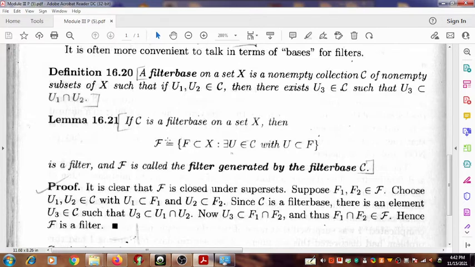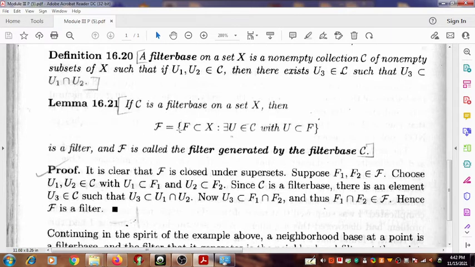In this collection are those subsets of X which have this property. Whenever there exists a member in C that is a subset of F, that kind of F can be considered for inclusion in the definition of script F. If that kind of collection is taken, then that collection will be a filter.